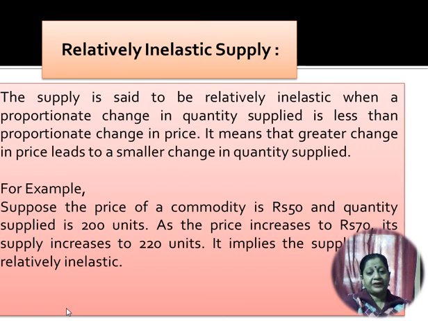Example, suppose the price of a commodity is rupees 50 and quantity supplied is 200 units. As the price increases to rupees 70, its supply increases to 220 units. Now you can see the difference: from price 50 it goes to 70, but the quantity supplied has only an increase of 20 units. So that means where the change in price leads to a smaller change in quantity supplied, that situation is known as the relatively inelastic supply.